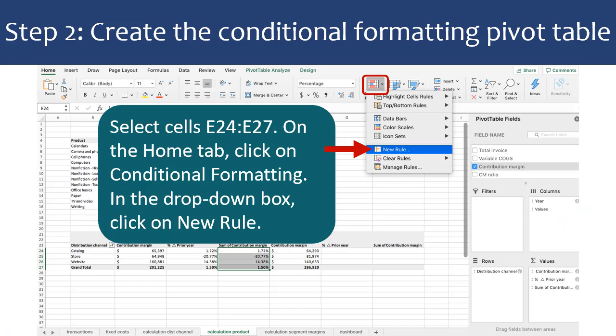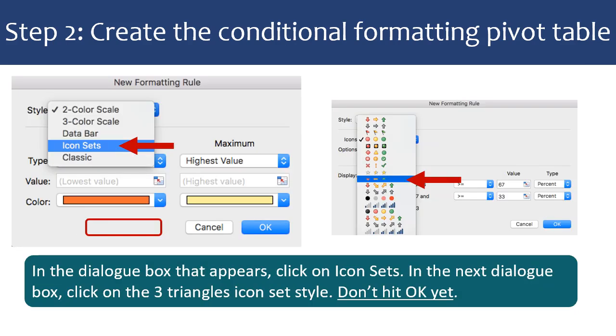Select cells E24 through E27. On the Home tab, click on Conditional Formatting. In the drop-down box, click on New Rule. In the dialog box that appears, click all cells showing sum of contribution margin values. Then choose Icon Sets, Format Style, and choose the 3 triangle style. Don't hit OK yet.